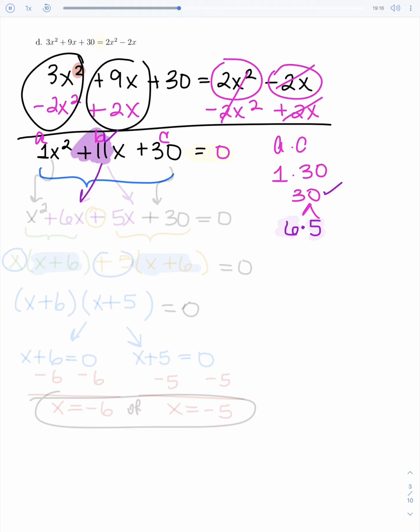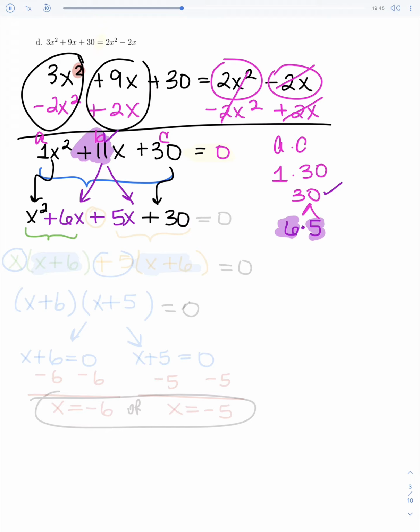So what this lets me do is split up that 11x into our two pieces with the 6 and the 5. It will split it up into a 6x and a 5x. Remember my first piece, the x squared, stays the same, and the 30 stays the same. Remember the 6x was a positive 6x, so I'll put a little plus out in front. Now we've got 4 terms, so we can do grouping.